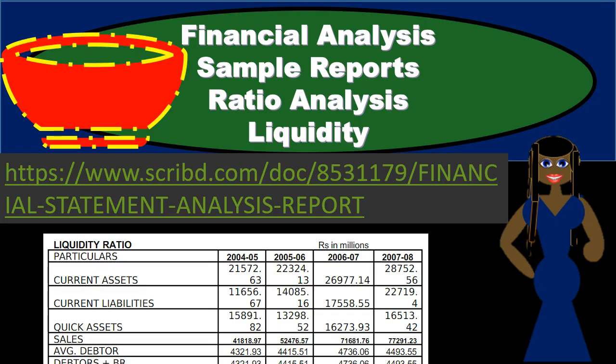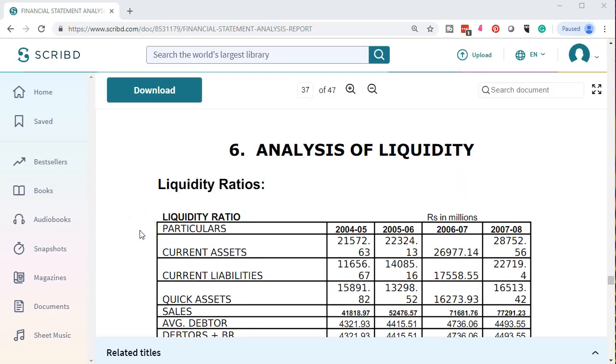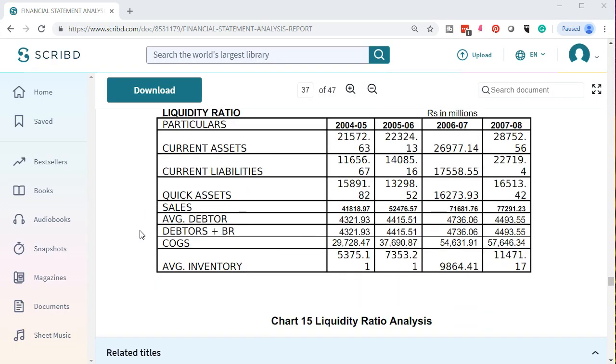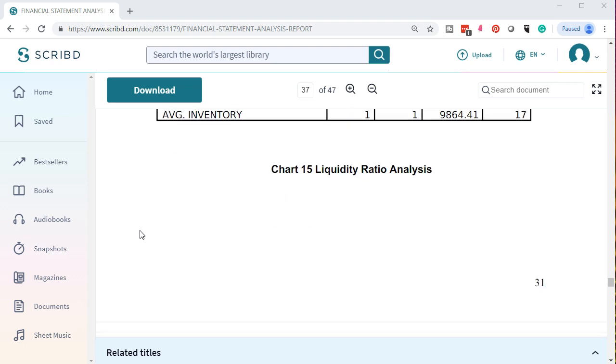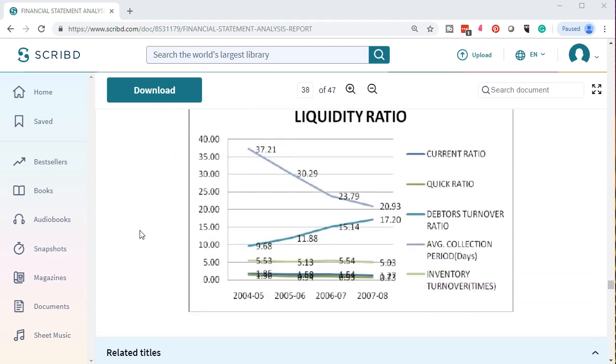In this presentation, we're going to take a look at ratio analysis for liquidity ratios within our sample reports for financial analysis. Here we are on Chapter 6, Analysis of Liquidity. Here's going to be some information for that. We have the liquidity ratio analysis, so we have some charts related to liquidity ratios.